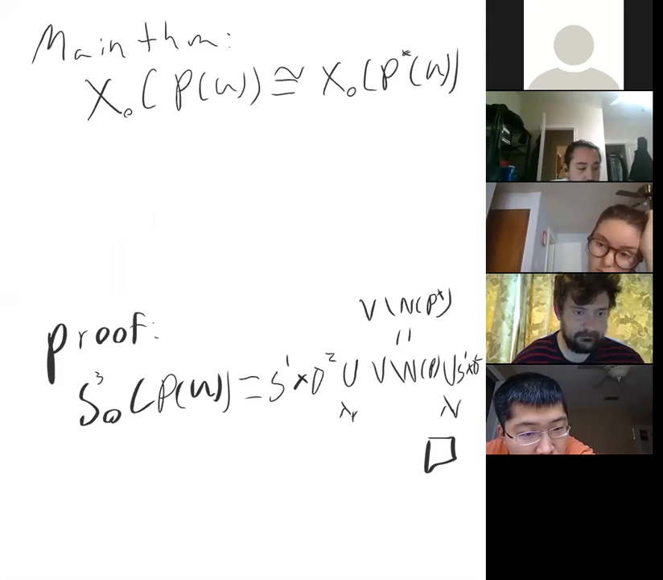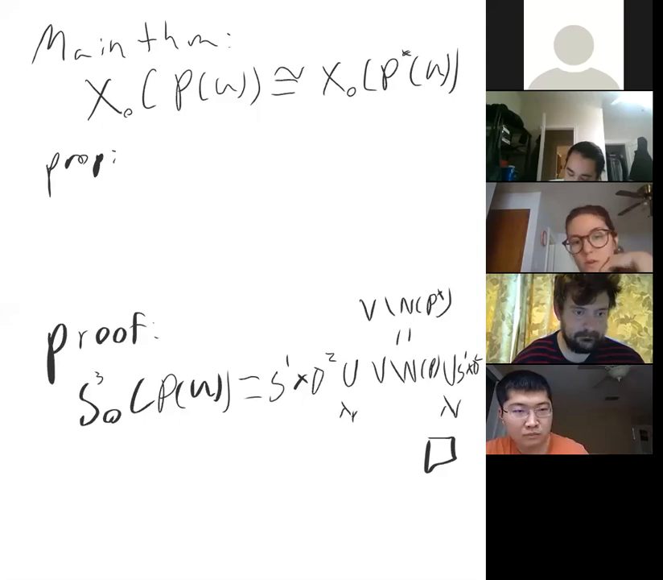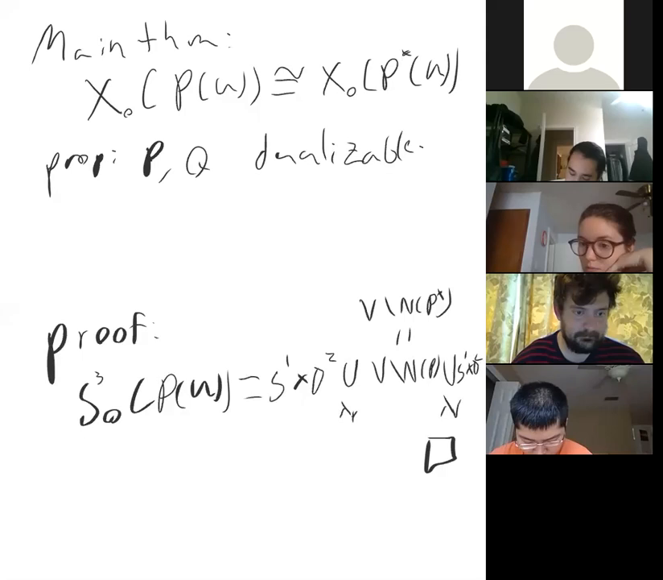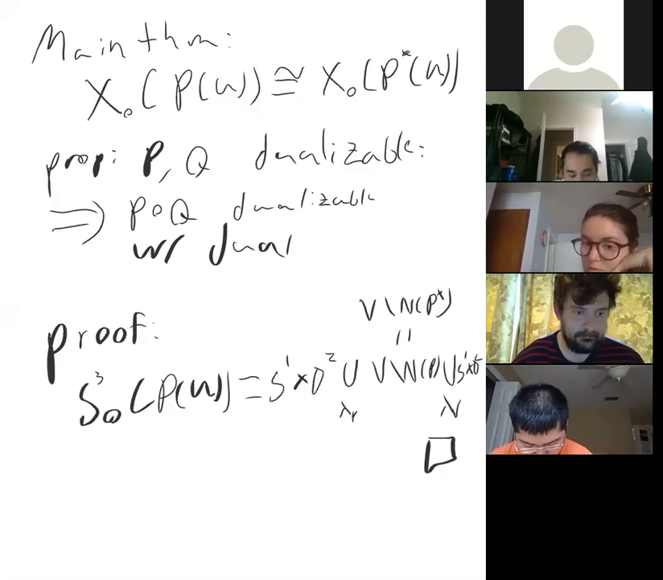So let's see. One thing we need to know is that, if P and Q are dualizable patterns, then P composed with Q is dualizable with dual Q star composed with P star.